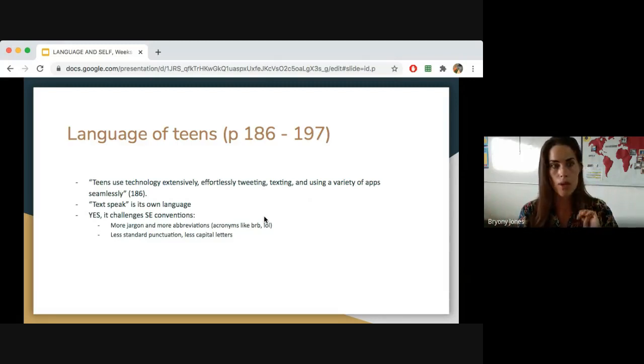So teens often use text speak. So the language that you use to text your friends often comes out not only in text messages, but maybe in emails, or maybe sometimes in your verbal communication also. BRB, LOL, you might actually use these abbreviations in spoken language as well.